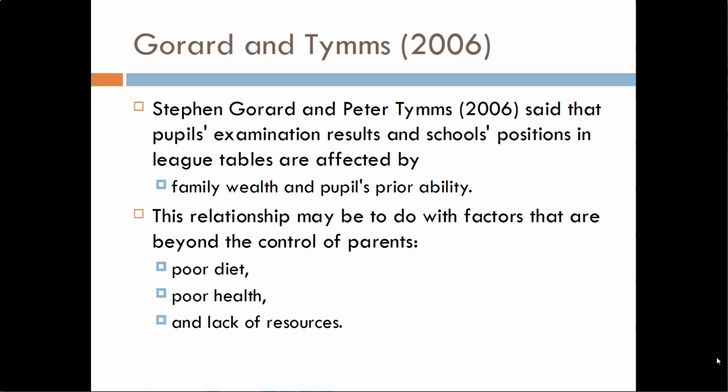Gorard and Timms. Stephen Gorard and Peter Timms in 2006 did some research and found that pupils' examination results and schools' positions in league tables are affected by family wealth and pupils' prior ability. This relationship might be to do with factors that are beyond the control of parents. Things like poor diet, poor health, and lack of resources might play a significant part in the abilities of students later on. And coupled with family wealth, which is like the opposite effect of poor diet, poor health, and lack of resources, with plenty of resources, good health, and good diet going hand in hand with family wealth, there seems to be an unfair advantage for pupils from wealthy family backgrounds.